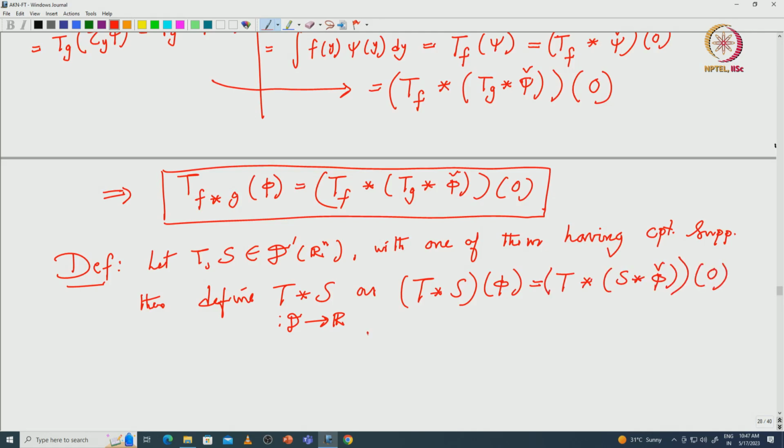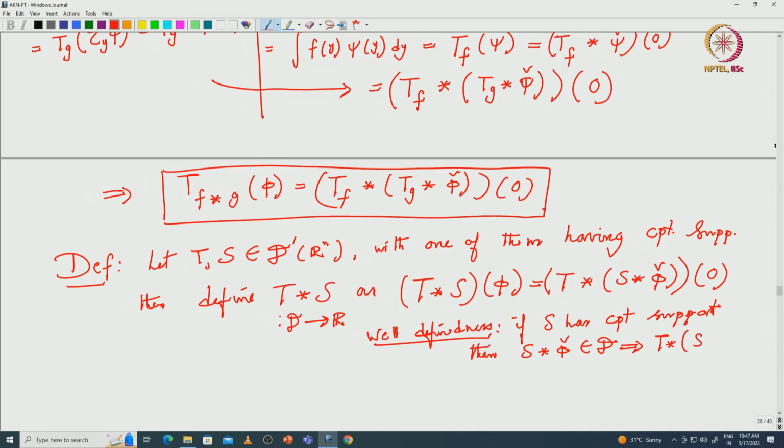So, let us look at the well-definedness. You have to always check the well-definedness of that. If S has compact support, then you already know by the previous proposition that S star phi tilde is in D of Rn. That implies T star of S star phi tilde is well defined. You see, a convolution with a D function is well defined. You do not need the compact support for it to be well defined.